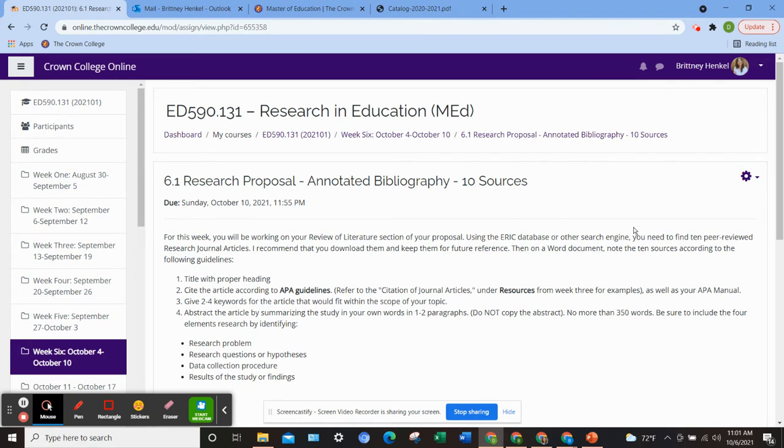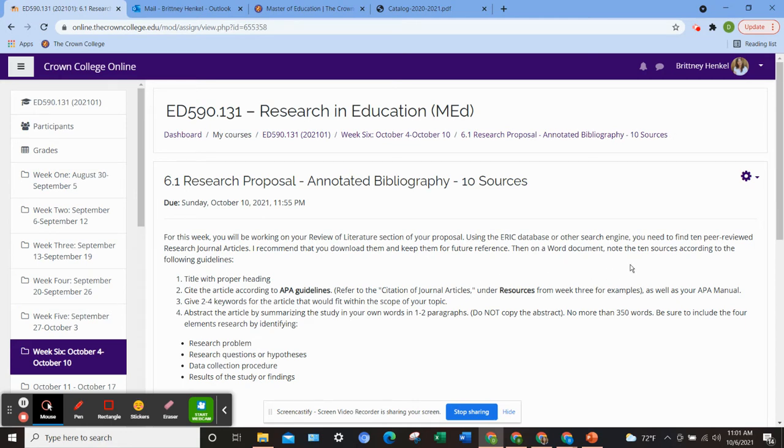You can also do Google Scholar and the other ones that I talked to you about to find 10 peer-reviewed research journal articles. Remember, peer review just means that others in the same field were able to look at your research as you were doing it, and so it gives it credibility. So you will want to download those articles and keep them so that you'll have them for future reference. Just make a little folder on your thumb drive and save them there.